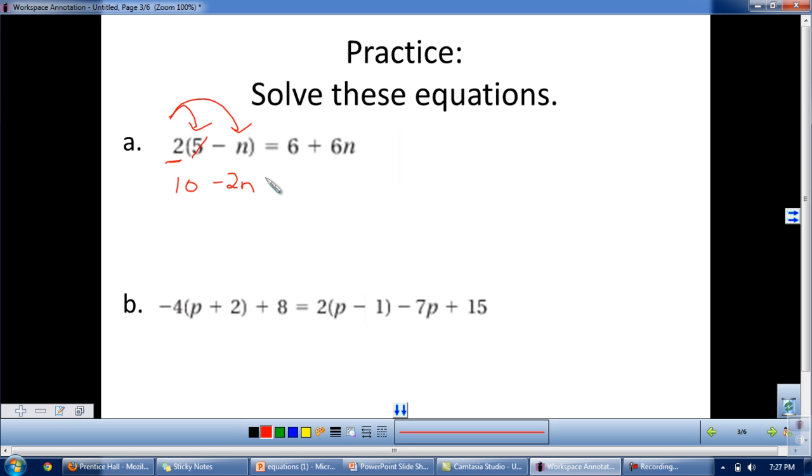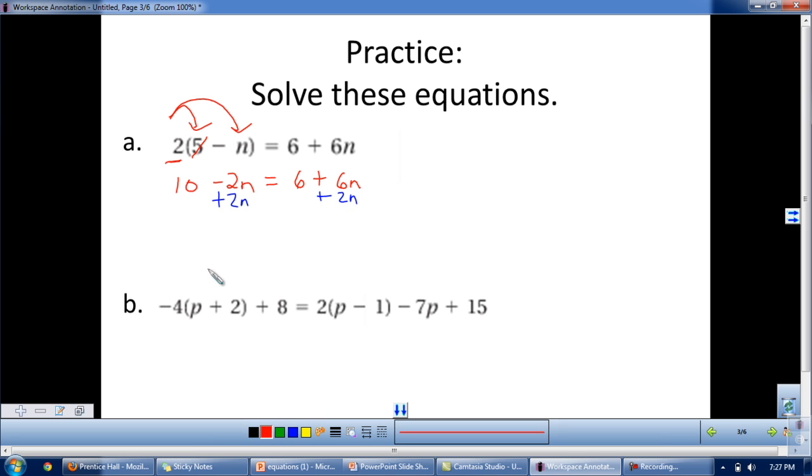Now we're going to bring down the equal sign, bring down the 6 plus 6n. We have variables on both sides. We've got to figure out which side we want our variables to be on. Well, I see there's a negative 2n right here. Looks like we can bring that over. So what is the reverse operation of subtracting 2n? You're right, it's adding 2n. So we're going to add 2n to both sides.